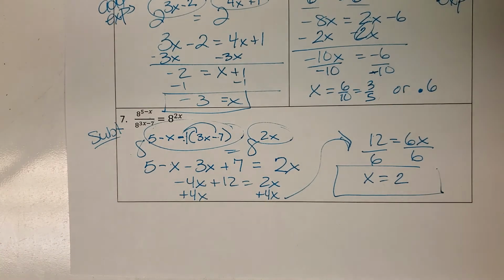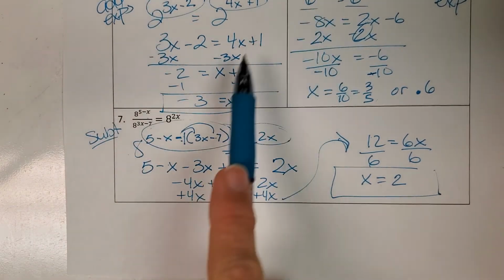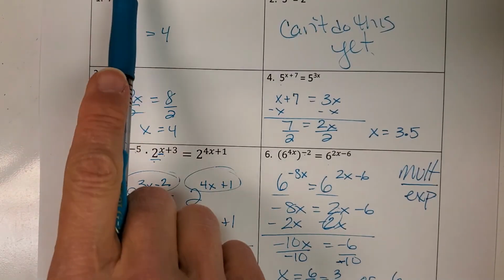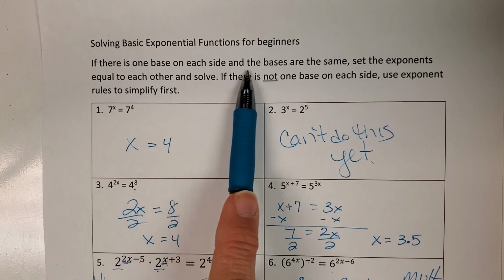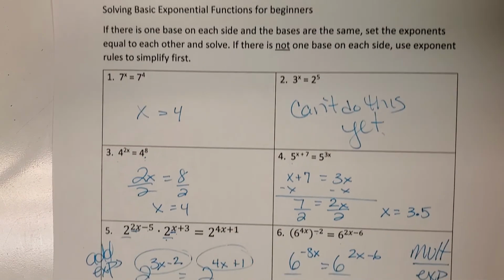So this is a little confusing when you start off. But once you set up the equation, it should be really easy. You've been doing that for at least 3 years now. The important thing is that you look at each one and make sure you ask: is there one base on each side? If there's not, simplify first. If there is, you set them equal to each other.